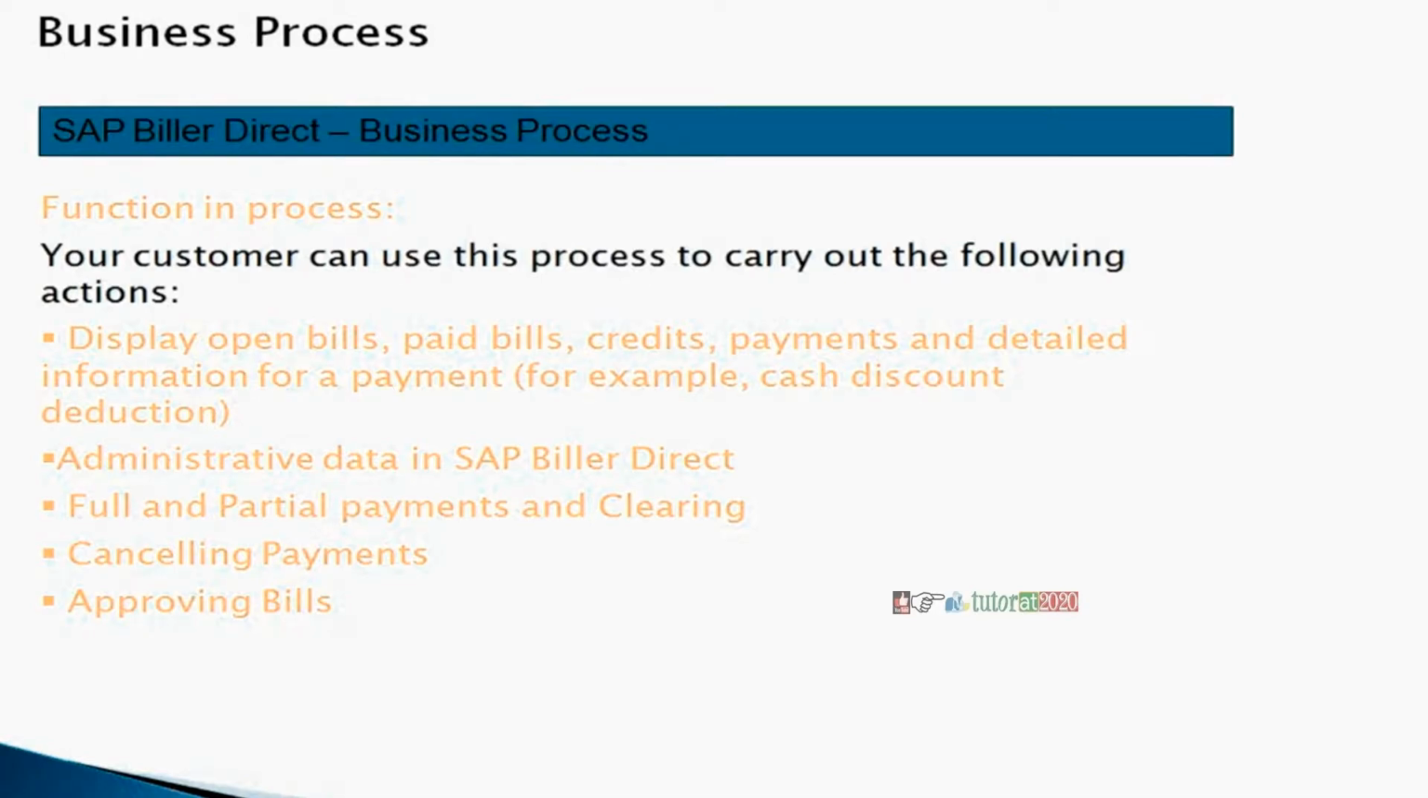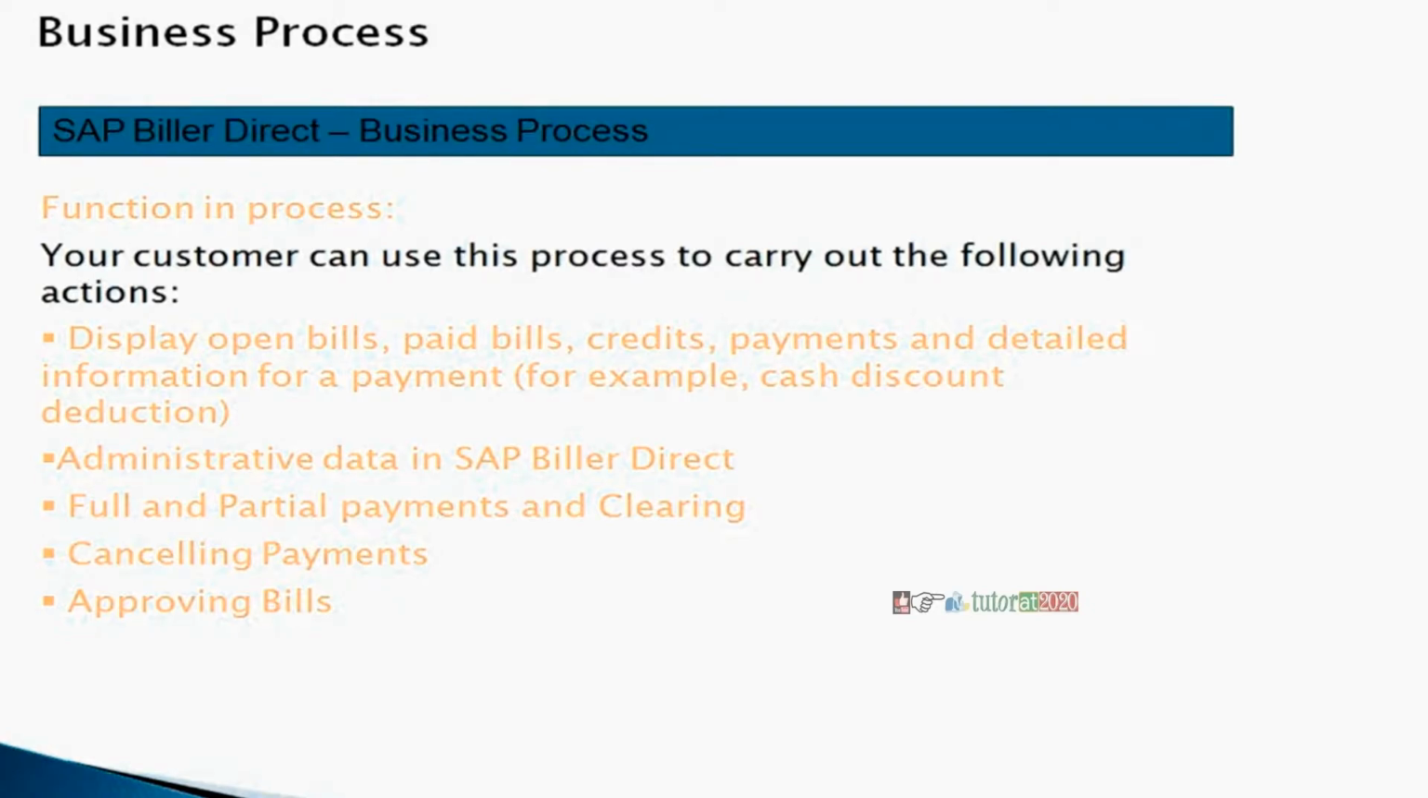By doing that, you don't have to explain each and every line item to the customer. The customer will go through it by referring to his own purchase orders. If you find any discrepancy, either you can send an email to the business, or you create a dispute case against the invoice. You can see all the accounting transactions that you would see in the FBL pipeline. Next, administrative data in SAP Biller Direct.